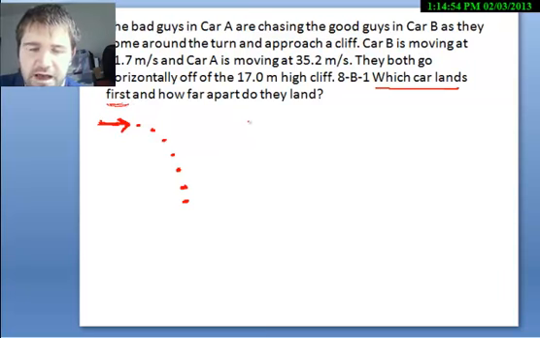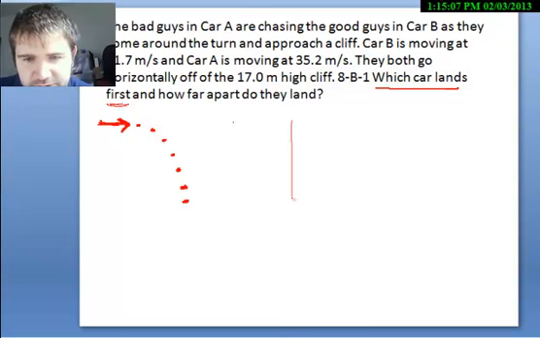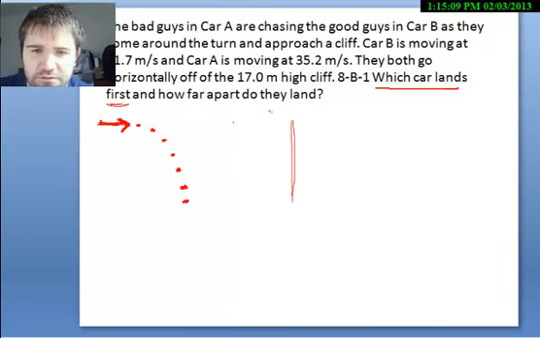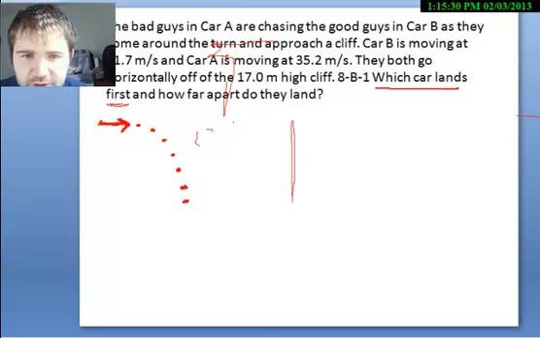The second question, how far apart do they land? The first trick is always to separate the vertical components and the horizontal components. Because horizontal motion doesn't affect vertical motion, I can use the acceleration due to gravity to find how long it takes to hit the water. And once I know how long it takes to hit the water, I know how long it will travel sideways at a constant velocity, for example 31.7 meters per second. So let's do car A first.